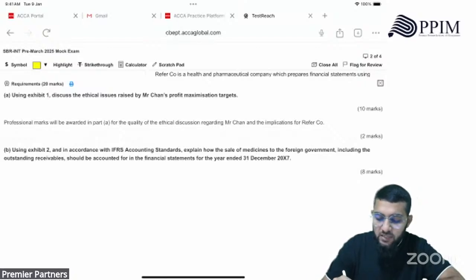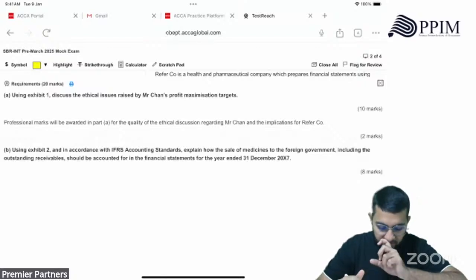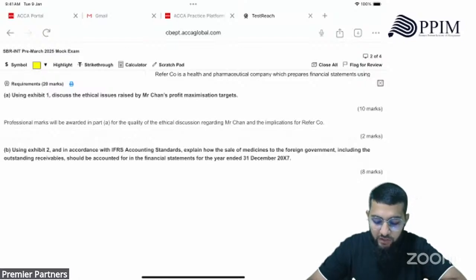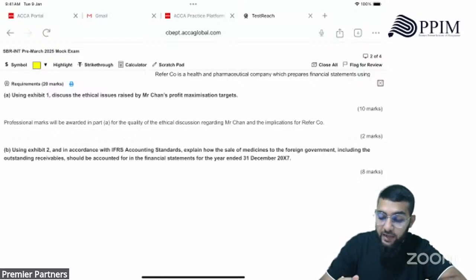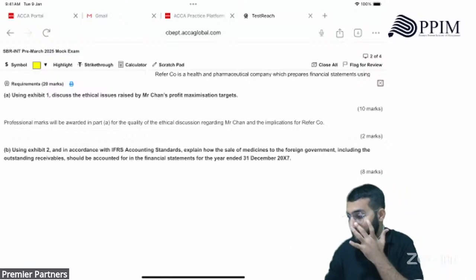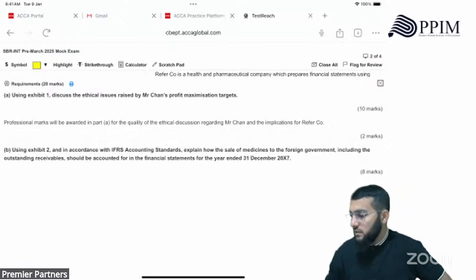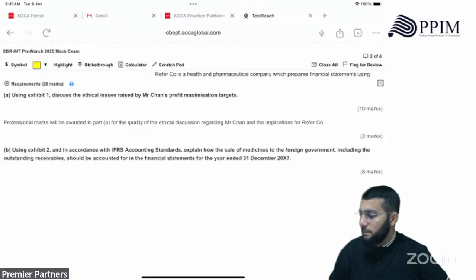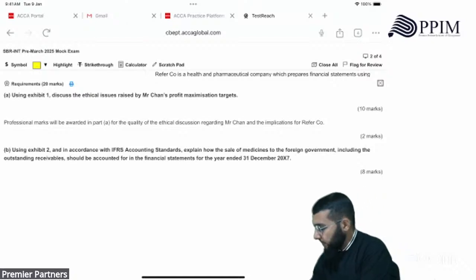Explain how the sale of medicines to the foreign government, including the outstanding receivables, should be accounted for in the financial statements for the year ended 31st December 20x7. Right? So that's what the question says. First, the ethical implications. And then there is an accounting implication which would require you to have a thorough knowledge about the standard in order to respond to that ethical implication based question. All right. So let's start with question number 2.